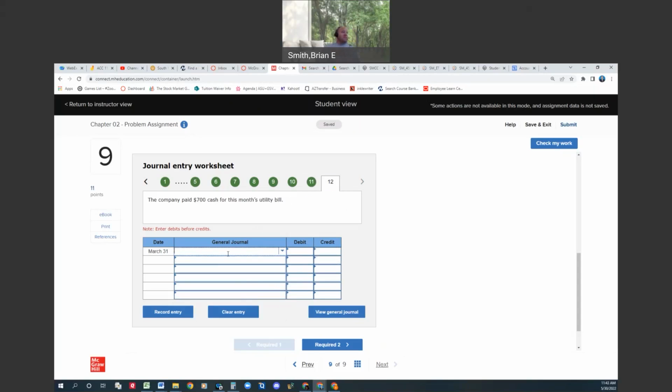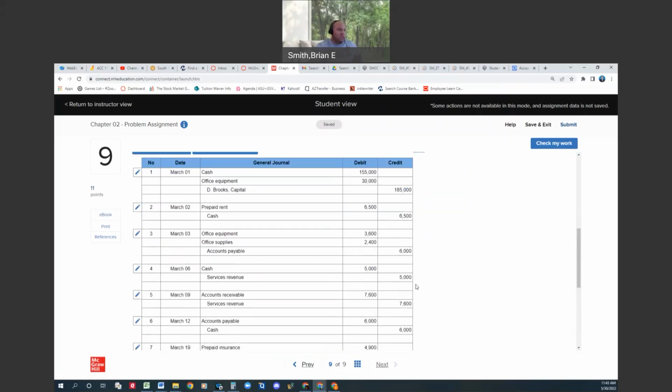So we paid $700 cash for this month's utility bill. So we're going to do utility expense for $700. And we paid it in cash. Oops, did I do it again? Cash for 700. All right. So there we go. Now what we can do is click View Journal Entry, General Journal, okay? And it's going to show us all of these.